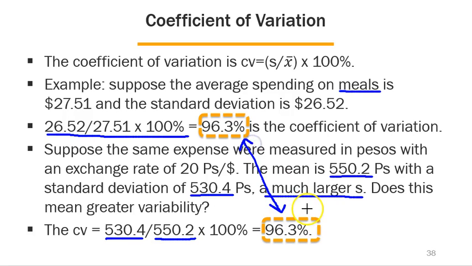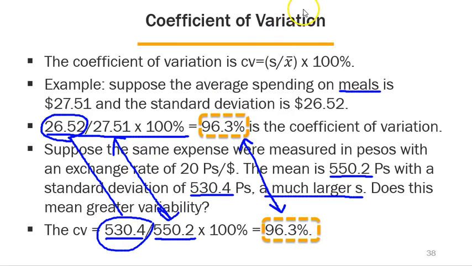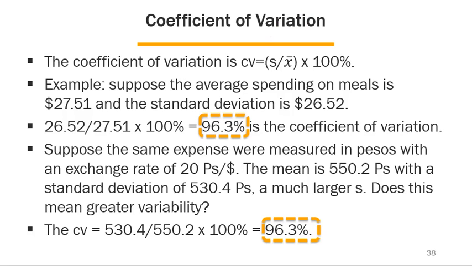So this measure is taken relative to the price or the mean, which in this case is a price or an amount spent. When we take it relative to the mean, we're accounting for that, and it doesn't look as confusing that 530 is a much larger value than 26.52. That's just an artifact of dealing with a variable that takes on much larger values, 550 on average as opposed to 27.5, because in this example it's being measured in pesos as opposed to dollars. That was the situation there.